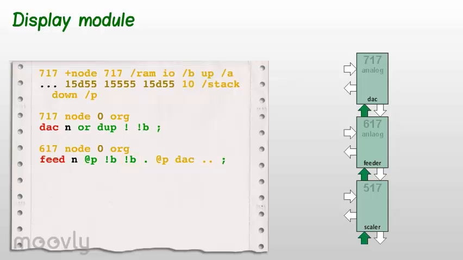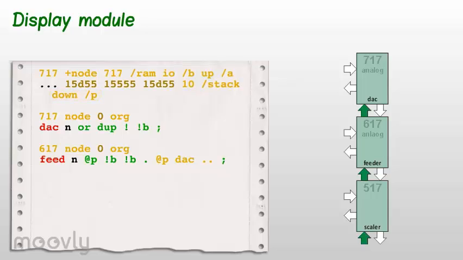With the pixel value on stack of 717, the execution continues by calling DAC, which we have already discussed. Notice that execution returns from word DAC back to down port. This is also why node 717 starts execution at down port as directed by its boot descriptor.